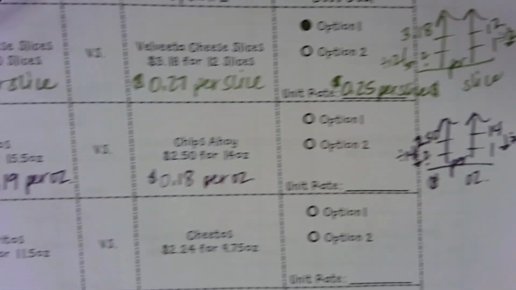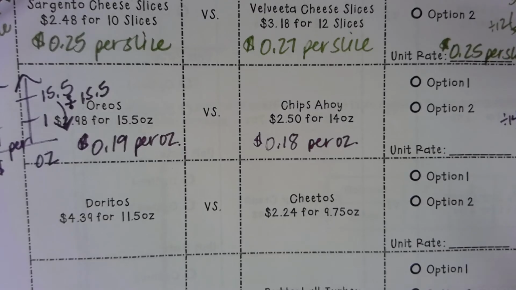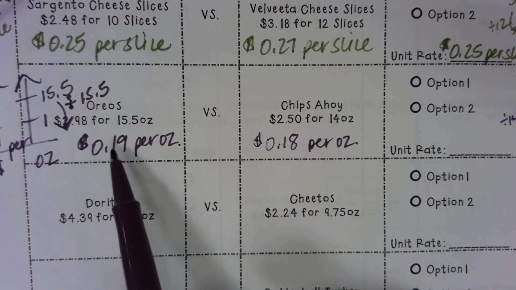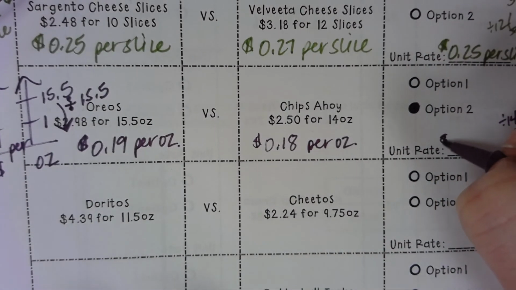So looking at these, what's going to be the better deal? What are we going to spend the least amount of money on per ounce? Which would be a better deal? Chips Ahoy, because that's less than this. So I'm going to fill in option 2, and I'm going to write in 0.18 per ounce.